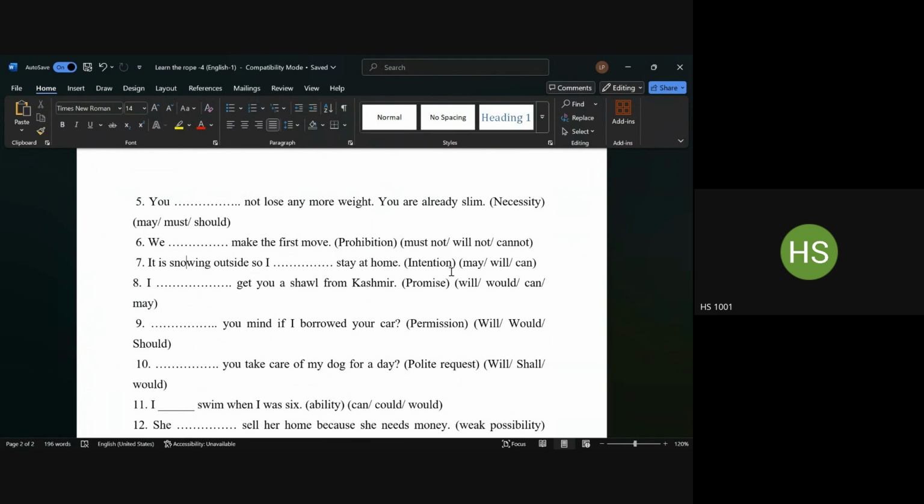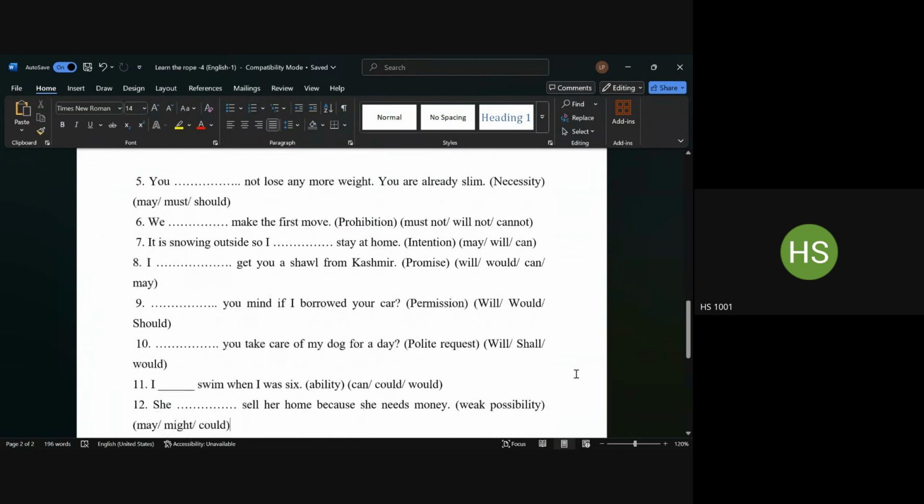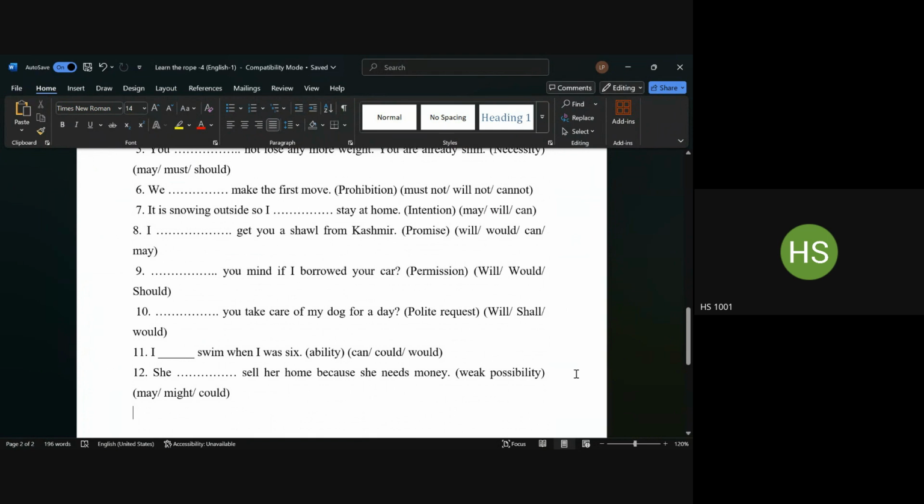Look at the 10th sentence. It's of the same order, but now a polite request. Dash you take care of my dog for a day? Will, shall, would? Would you take care of my dog for a day? So this is again permission, but it's more a polite request, unlike the previous ones. Now: I dash swim when I was 6. I could swim when I was 6.